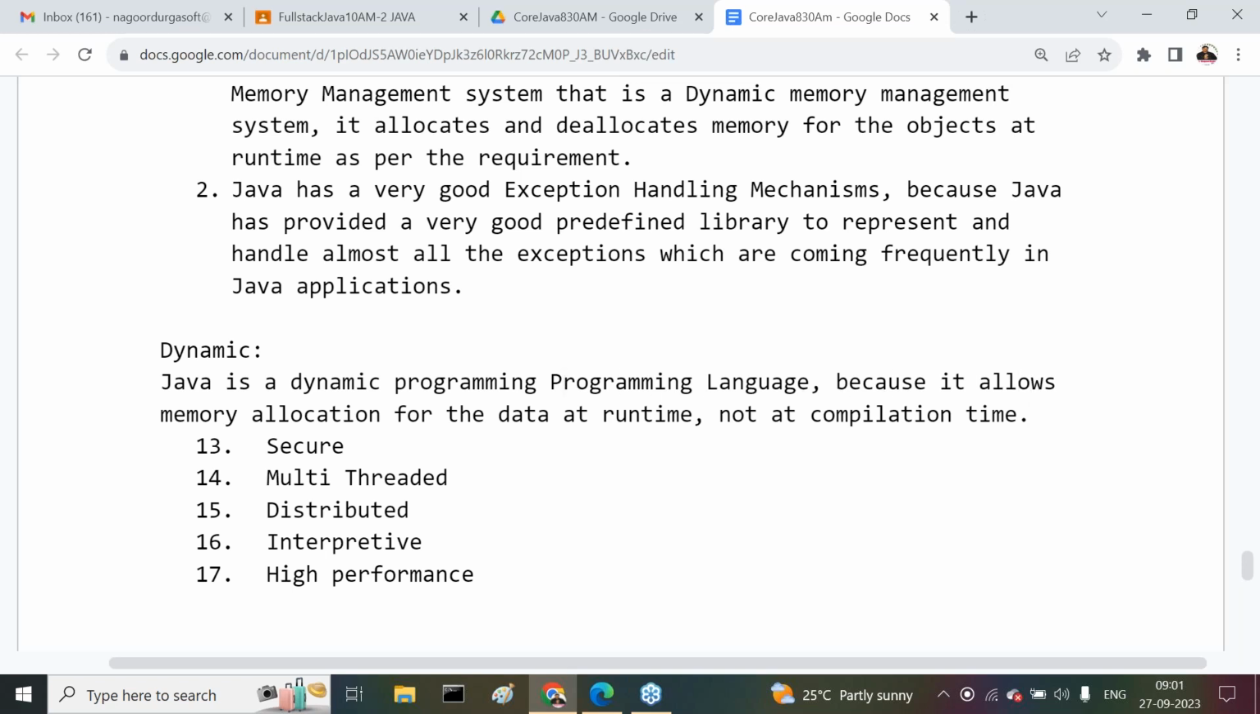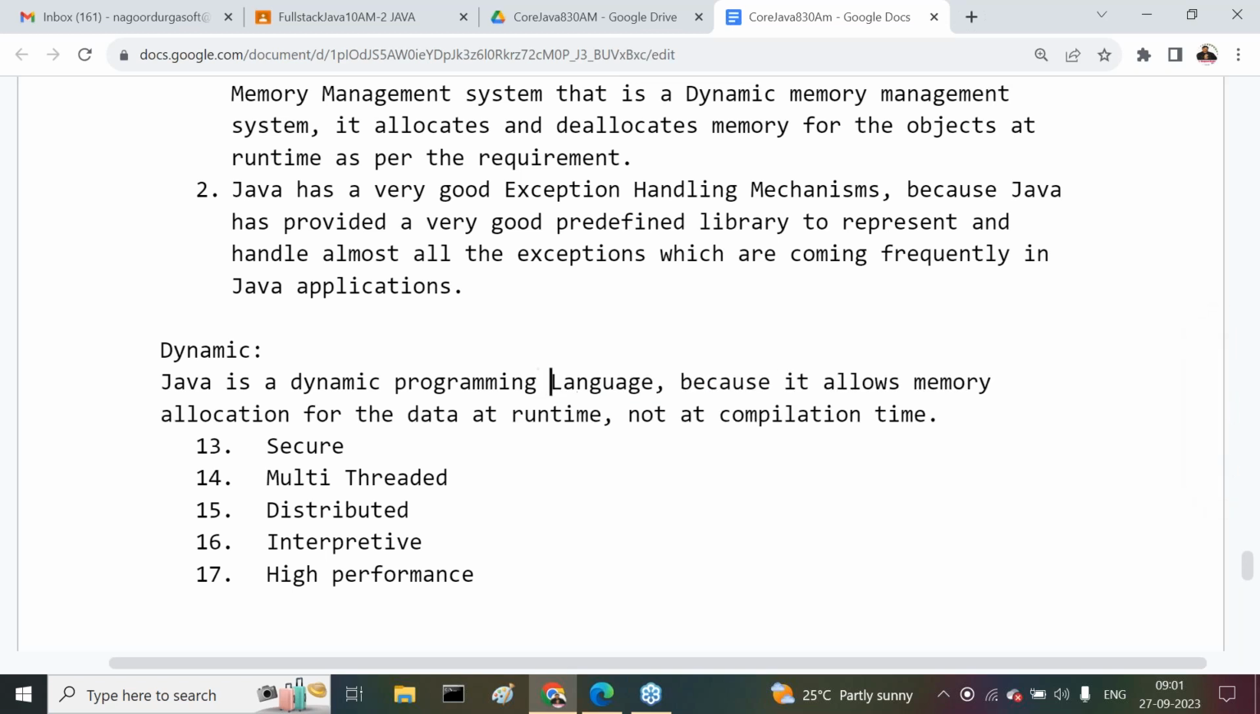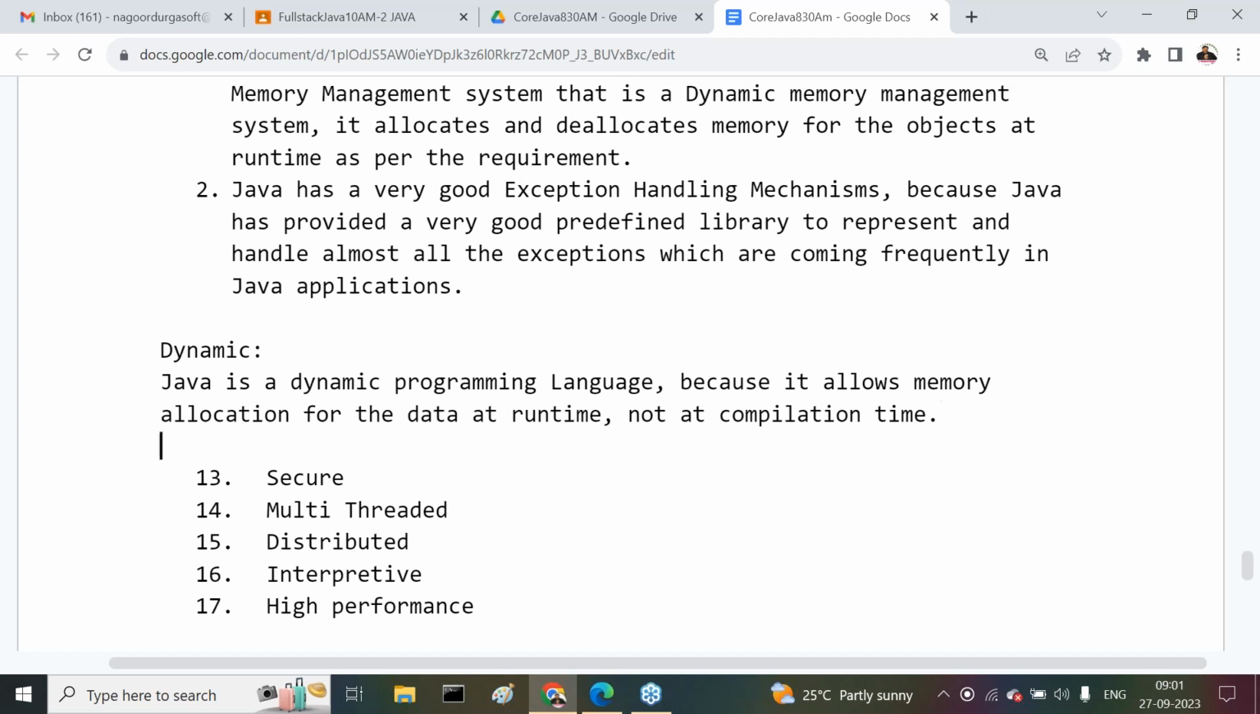Java is a dynamic programming language. Why? Because it allows memory allocation for the data at runtime, not at compilation time. So because of that reason, Java is a dynamic programming language. Understand it clearly.